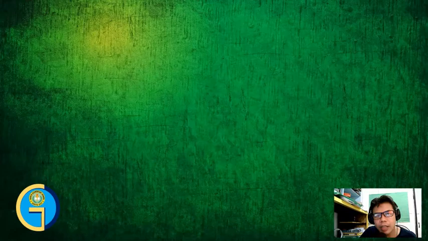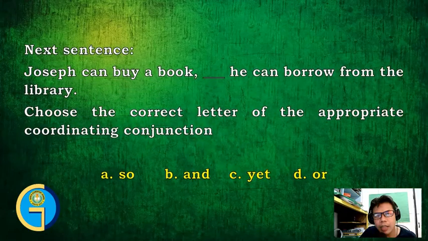Alright, so let's move on to the next sentence. Here it is. Joseph can buy a book, blank, he can borrow from the library. Choose the correct letter of the appropriate coordinating conjunction. The choices are A, so. B, and. C, yet. D, or.